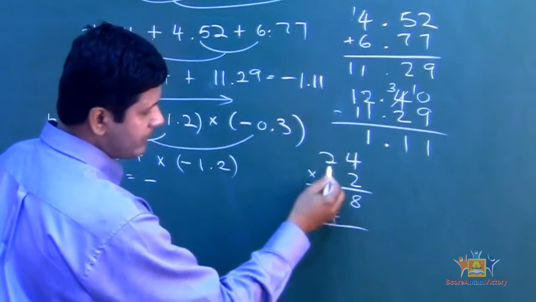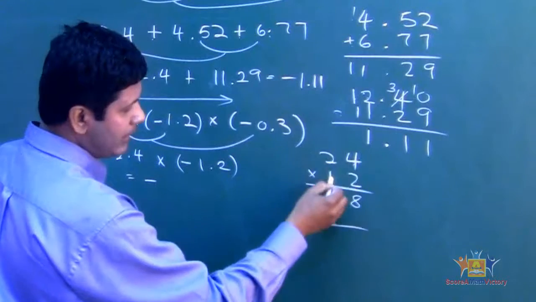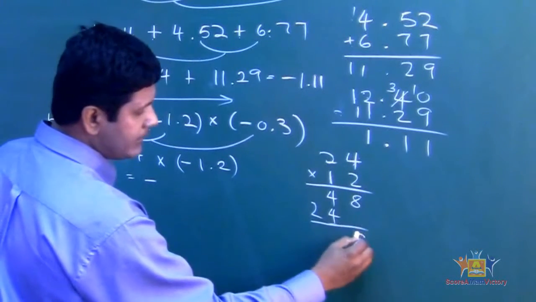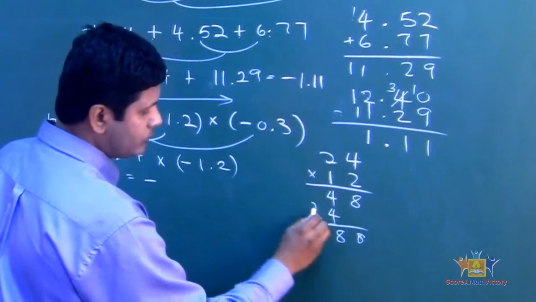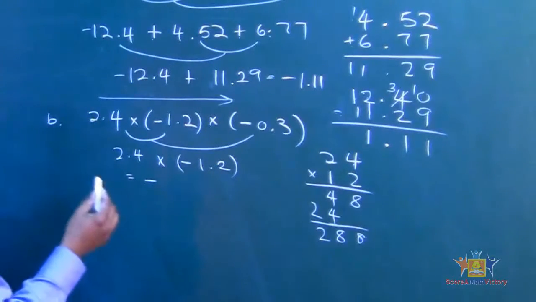Very important, when you multiply this, you come straight down. And then just times it and line them up. 8, 4 plus 4 is 8, 2, just bring it 2. Now we're going to put the decimal back.